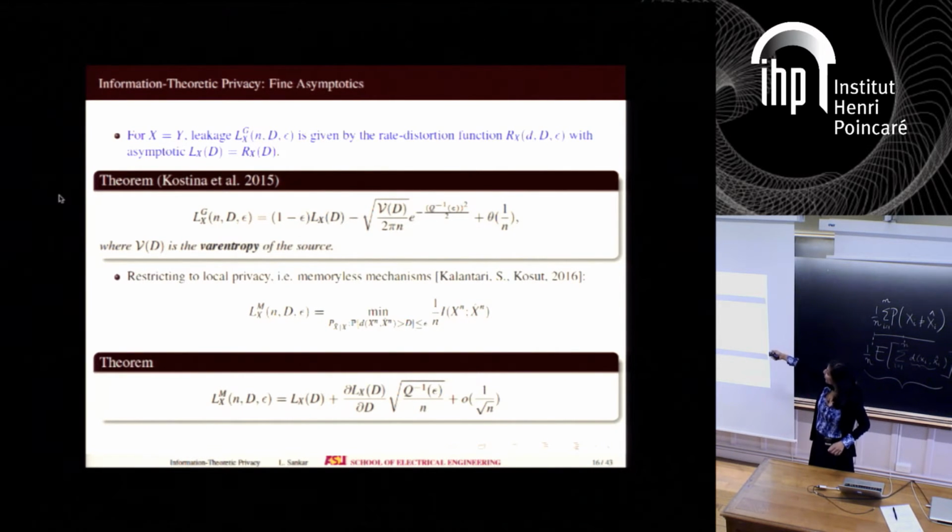Okay. So what is this term here? This is actually the var entropy. It's actually the dispersion of the information. I won't say more than that. I'll just leave it at that.